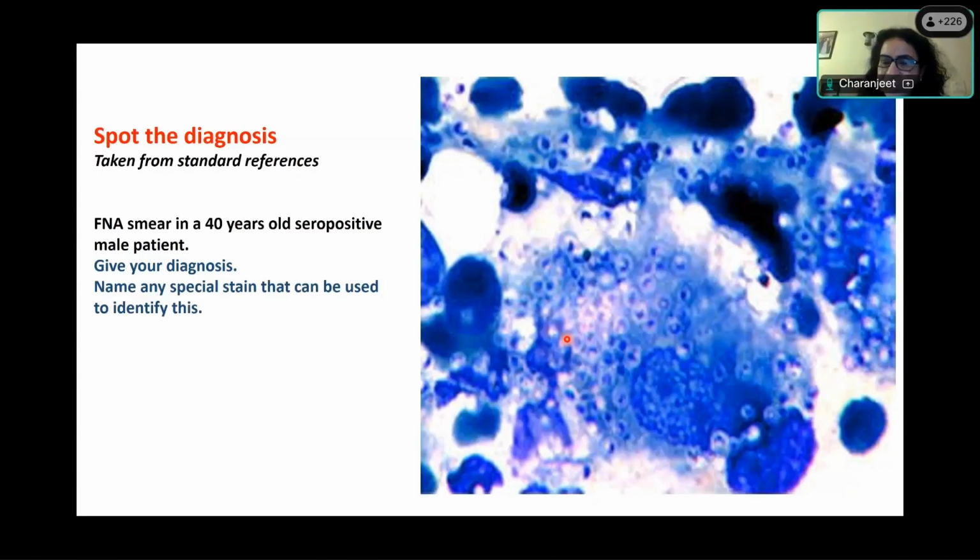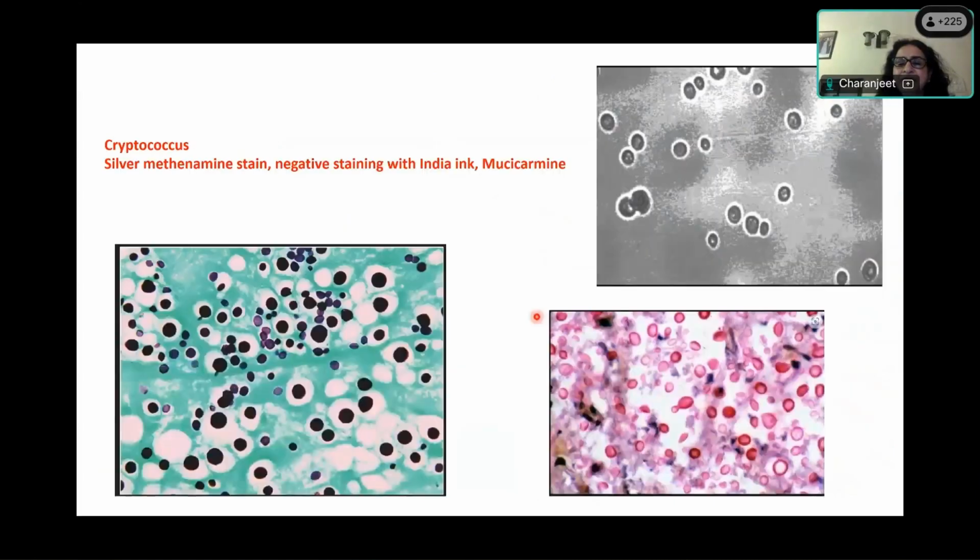Second, which other stain will you do? Which is the fungal stain? Yes, GMS stain. So GMS and mucicarmine. This is silver methenamine, or GMS. You can see this is negative staining with India ink. In the first picture you are seeing a clear halo around the cryptococcus. This is GMS or silver methenamine stain, where the fungus is highlighted black in color.